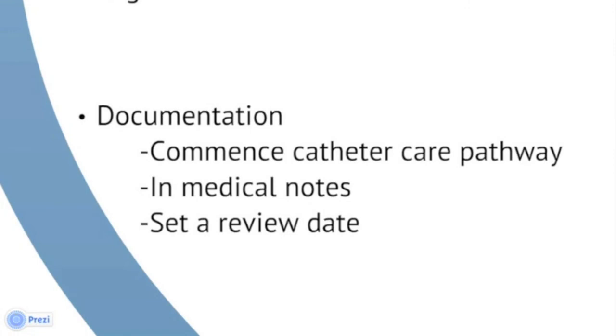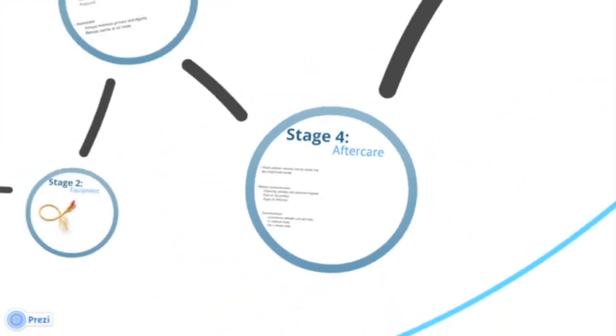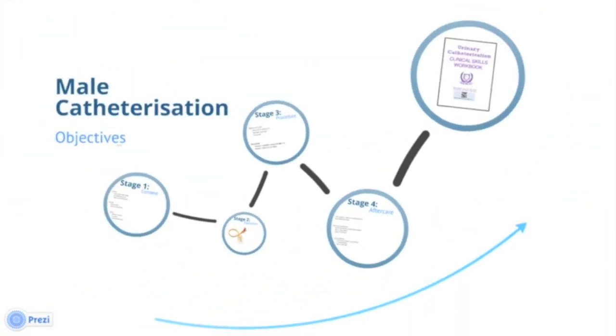Commence a catheter care pathway and document what you have done in the medical notes using the green sticker. You should also place the catheter package stickers in the medical notes and complete information requested on the package. Inform the patient's nursing and medical team and set a review date. This completes the male catheterization video.